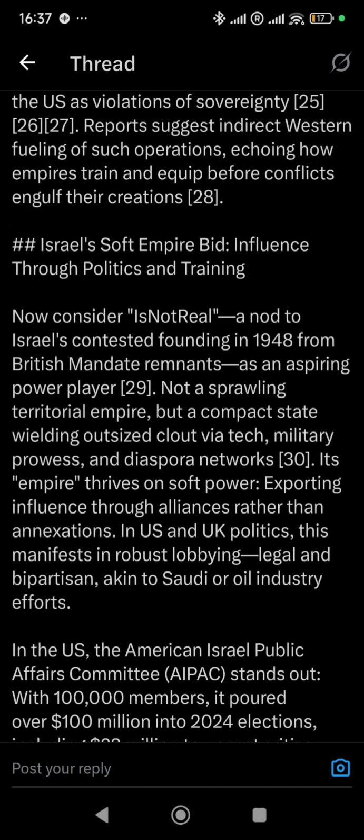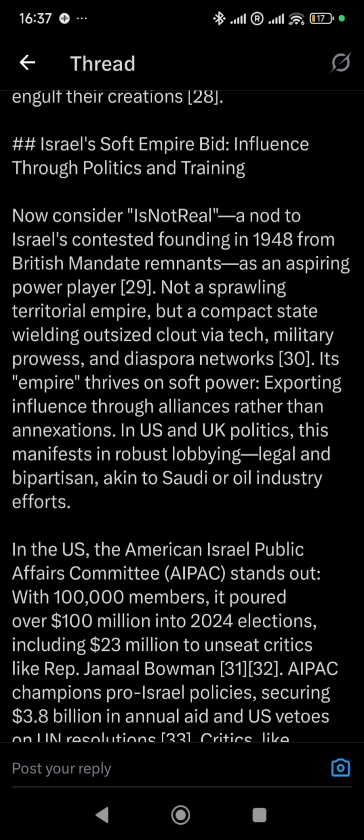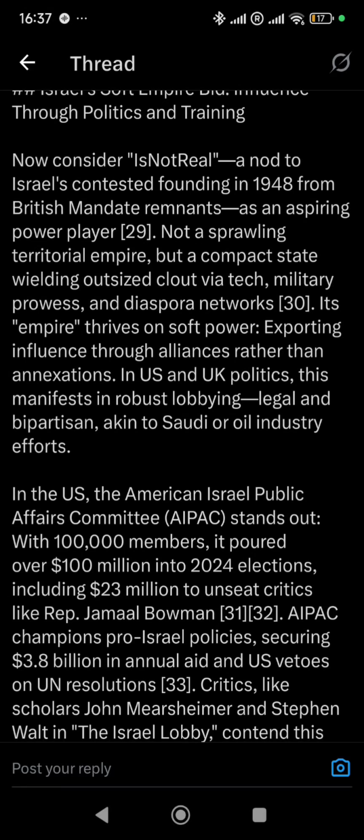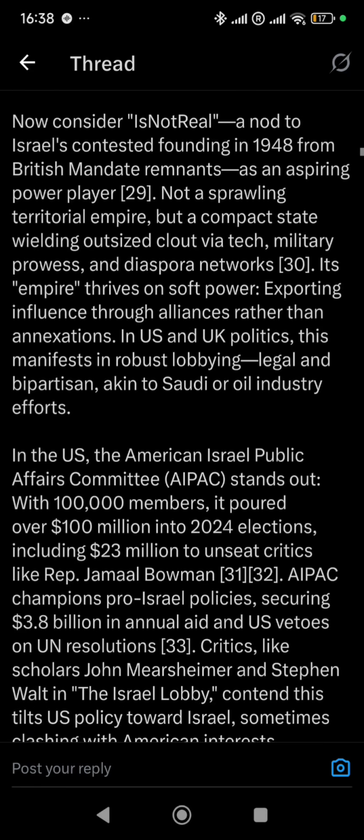Israel's soft empire bid, influence through politics and training. Now consider IsNotReal, a nod to Israel's contested founding in 1948 from British Mandate remnants, as an aspiring power player, reference number 29. Not a sprawling territorial empire, but a compact state wielding outsized clout via tech, military prowess, and diaspora networks, reference number 30. Its empire thrives on soft power, exporting influence through alliances rather than annexations.